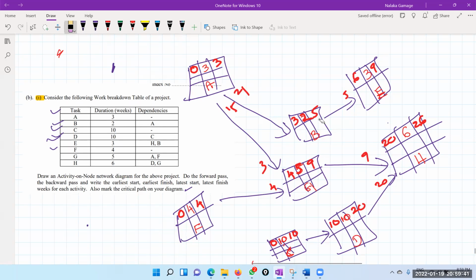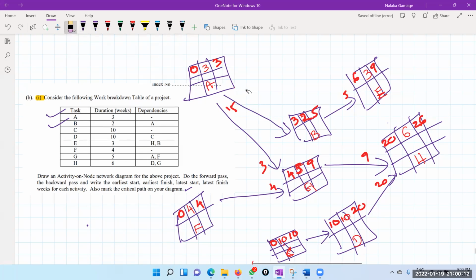Right, so let's draw it again because we made a mistake. Right, so let's double check again because I'm not very sure. I rely on myself now. Okay, right. So A task duration is 3. Done. B task duration is 2. Done. And it depends on A. Correct.